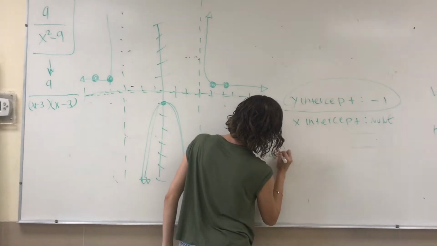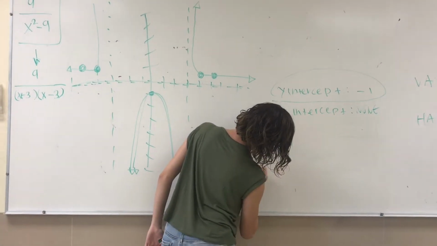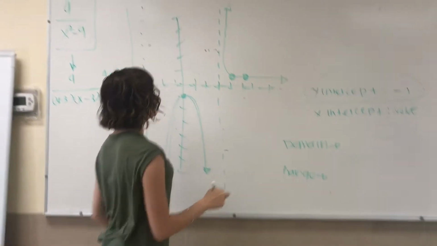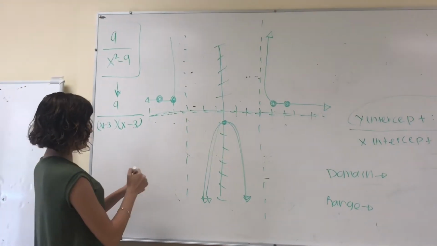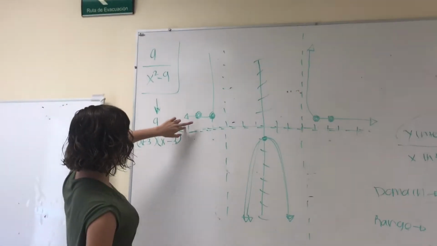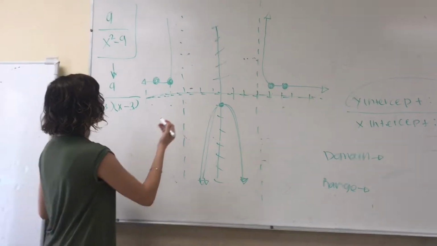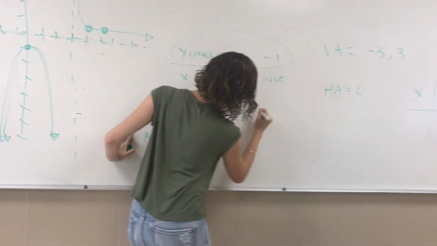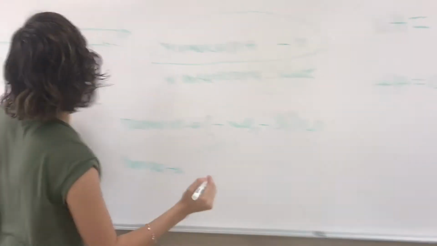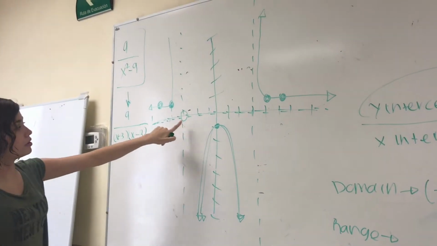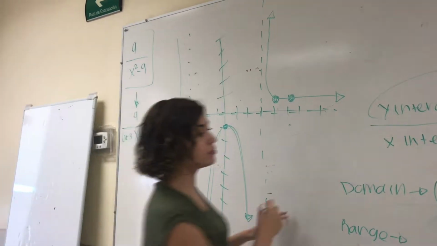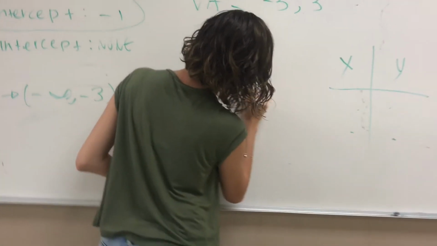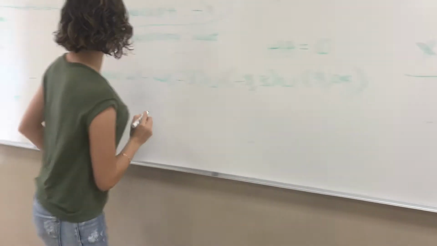Last but not least, we need to get the domain and the range, which we forgot to mention in the last video, but it's also very necessary. The domain and range is going to be really easy. We're going to go walking. We're going to stop by the -3, so it's from -infinity to -3, union from -3 to 3, union from 3 to infinity. That's going to be our domain.